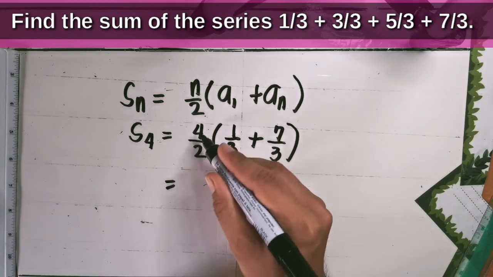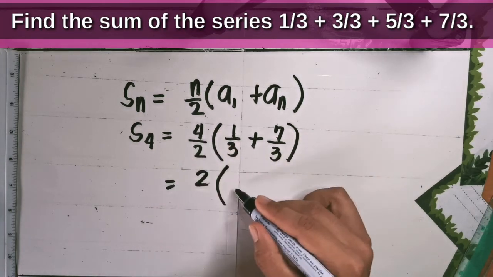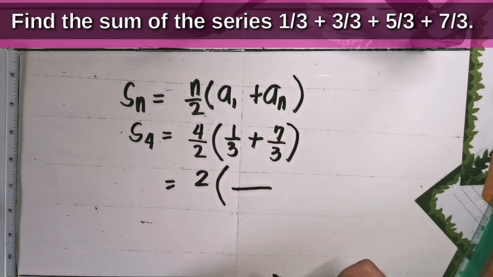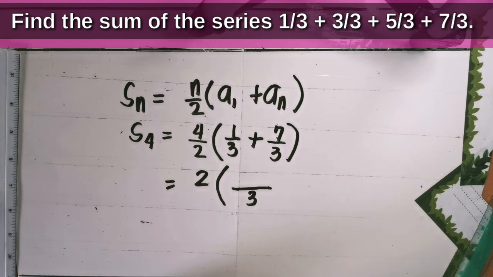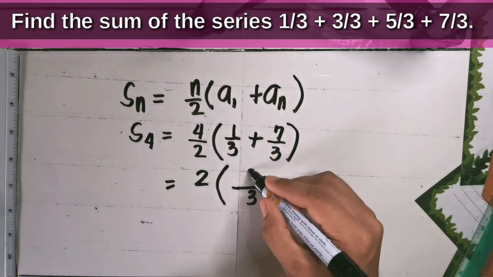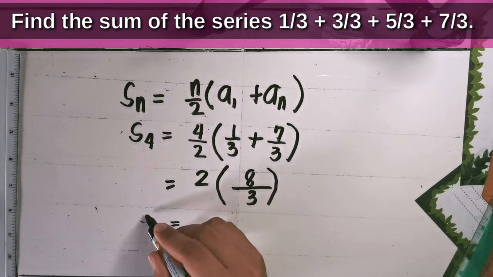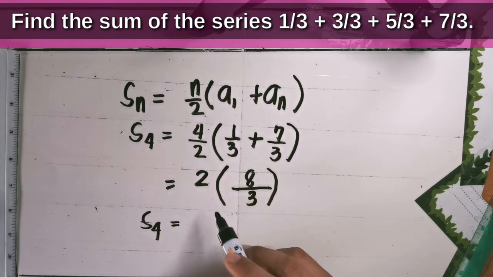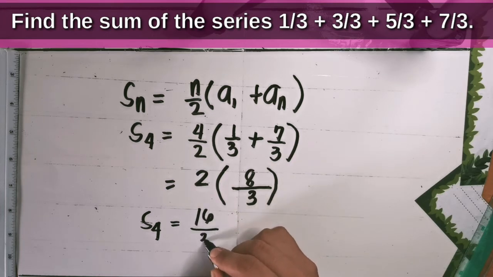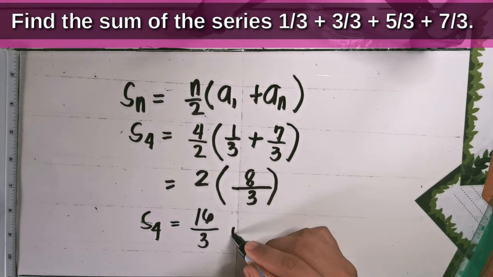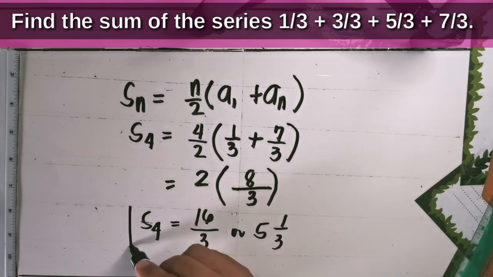Okay, 4 divided by 2, that is equal to 2. Times, kapag mag-a-add tayo ng fraction na may parehong denominator, copy the denominator and add the numerator. 1 plus 7 is 8. Then, let's multiply. So, S sub 4 is 2 times 8 over 3 is equal to 16 over 3. Or sa mixed number, equal siya sa 5 and 1/3.